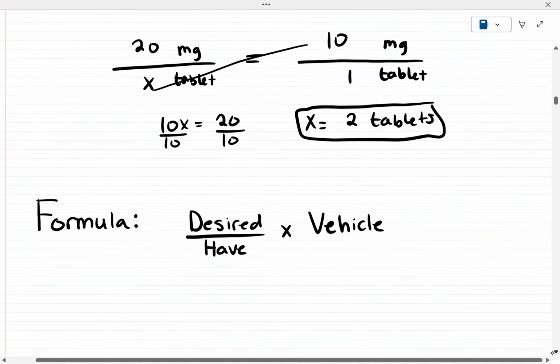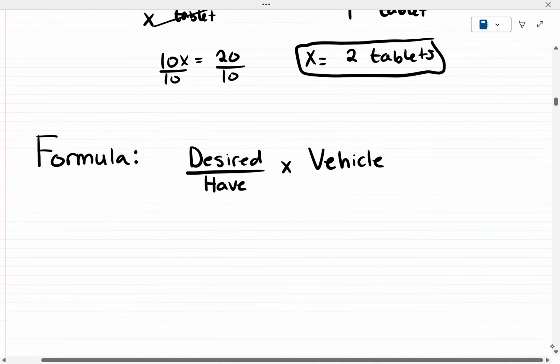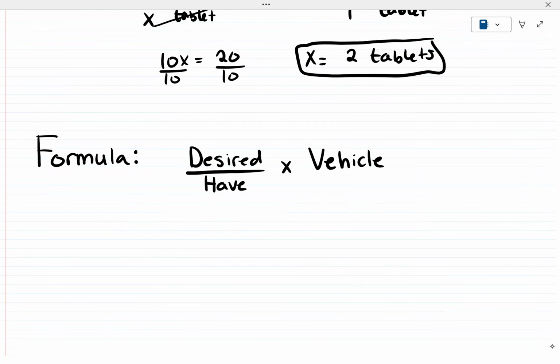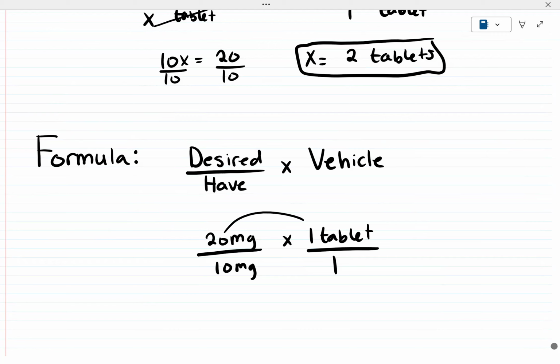Okay, formula method. So we have desired over have times vehicle. The desired and have are in the same unit so we don't have to do an extra conversion. So our desired was 20 milligrams, and our have was 10 milligrams, and then our vehicle was 1 tablet. Okay, so we're multiplying fractions, multiply across. This tablet has an invisible 1, and then 20 times 1 is 20, and 1 times 10 is 10, and you get 2 tablets.